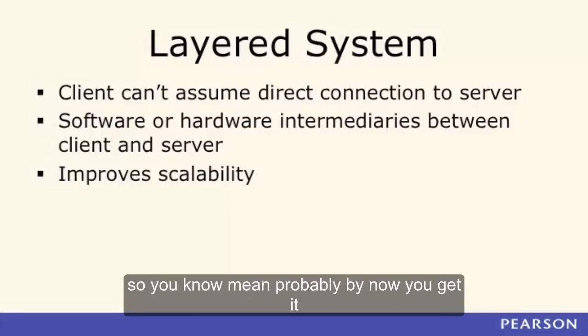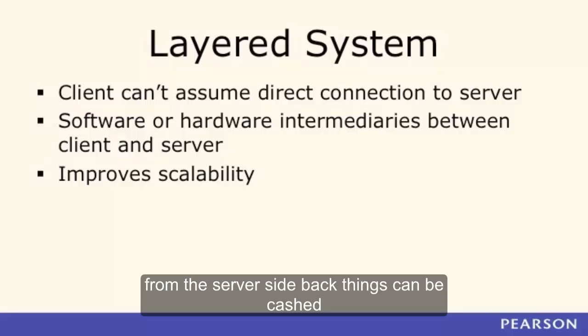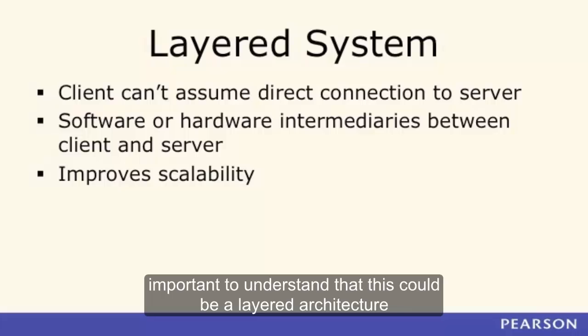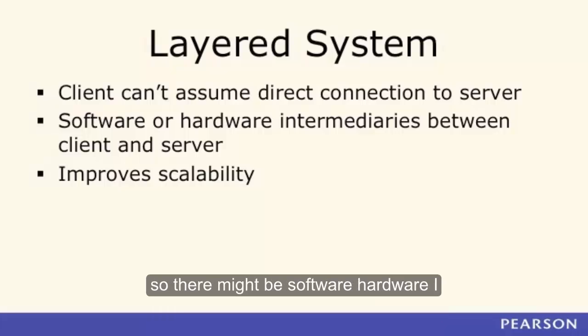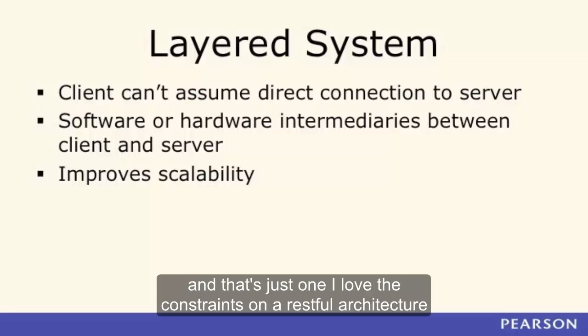So, probably by now you get it. This just improves scalability from a standpoint that from the server side back, things can be cached. We might be endeavoring to release work from the database or from the REST services themselves. So anyway, it's just important to understand that this could be a layered architecture. So there might be software, hardware, middleware intermediaries between the client and the server, and it's just one of the constraints on a RESTful architecture.